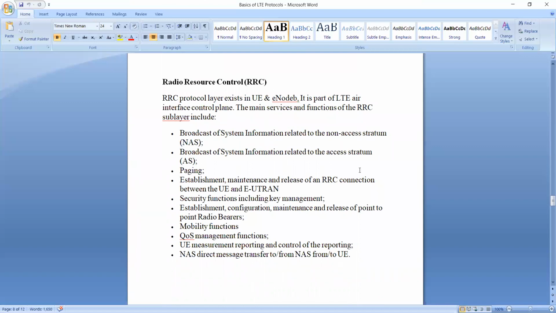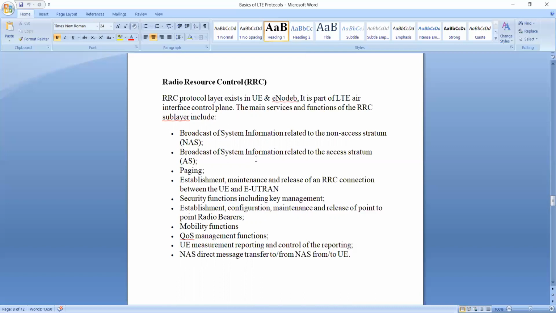RRC comes into the control plane. It acts like a manager since all the lower layers are controlled by RRC. Radio Resource Control. So these are the functionalities of RRC. It broadcasts system information related to non-access stratum. System information, like whenever you power on a UE or attach to the network, it will receive SIBs, SIB1, SIB2, system information block 1, system information block 2.